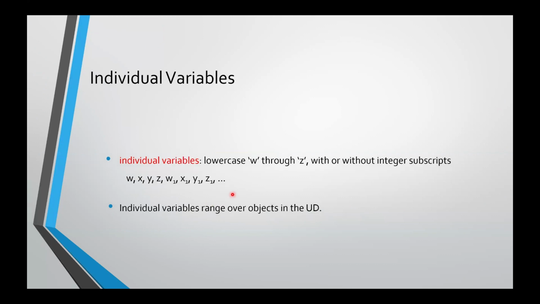A second type of individual terms are what are called individual variables. These are lowercase w through z. These can also have integer subscripts. And these range over objects in the universe of discourse. We'll look a little bit later at how these work.